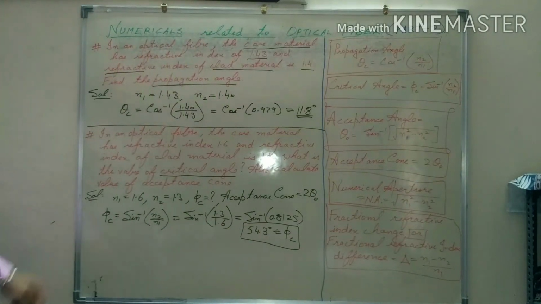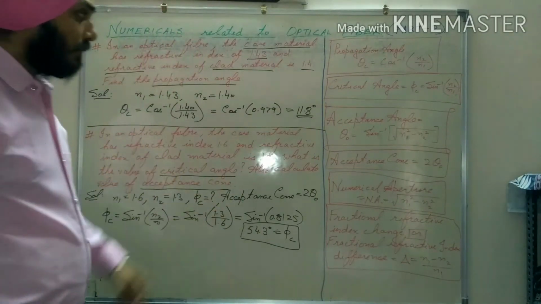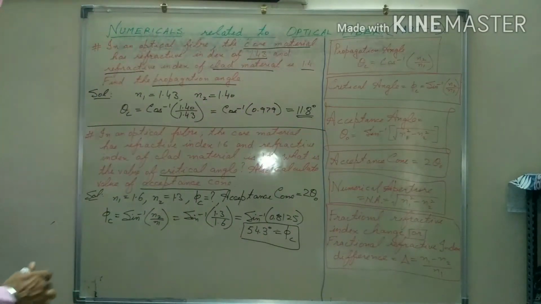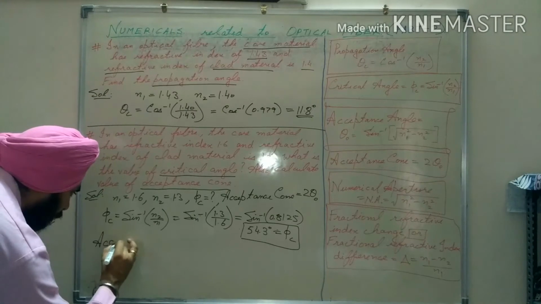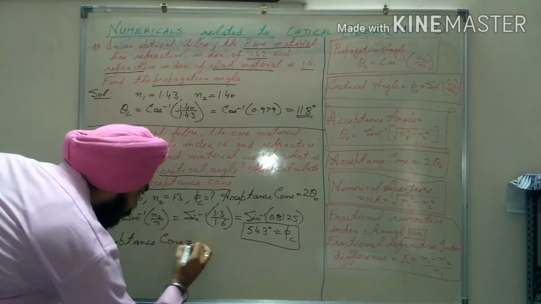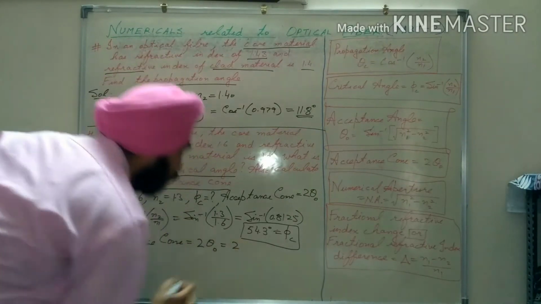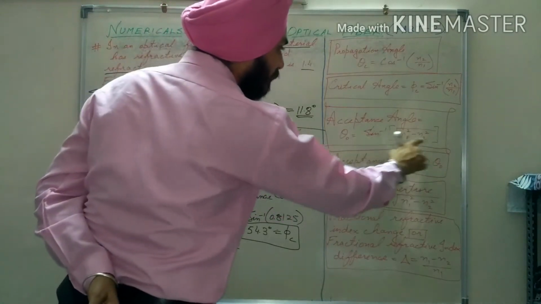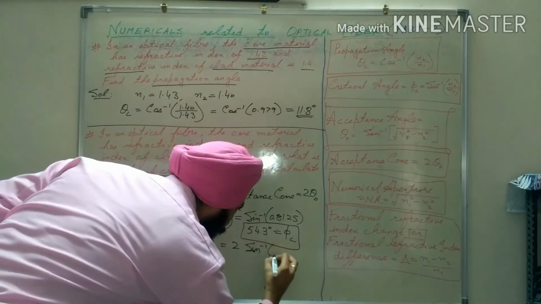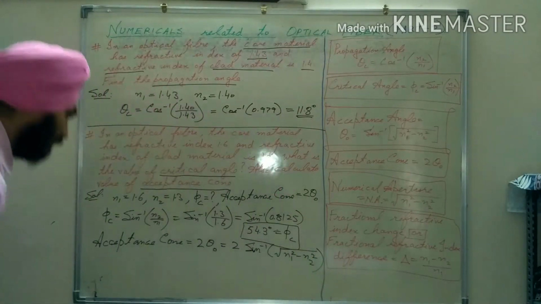Critical angle phi c. Next our aim is to find the acceptance cone. Acceptance cone is 2 times acceptance angle, right? So acceptance cone is equal to 2 times acceptance angle, and what is the acceptance angle? It is sine inverse of root n1 square minus n2 square.